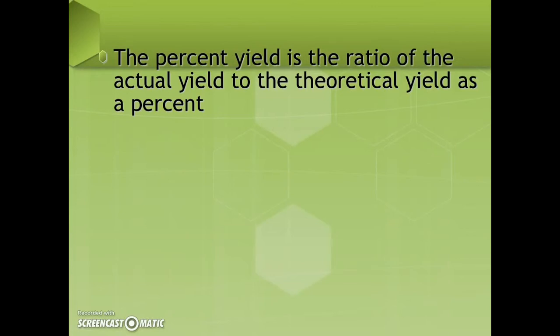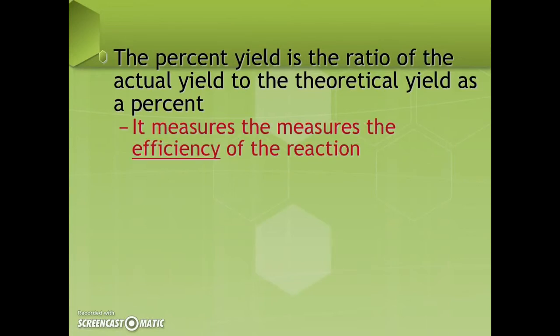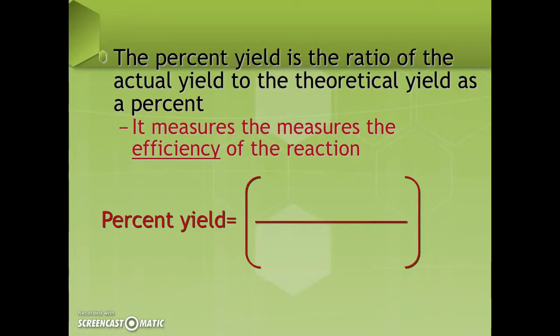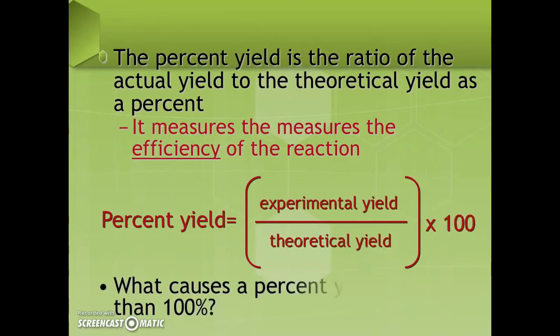So we simply express the ratio of the actual yield to the theoretical yield as a percent, and this gives us an idea of the efficiency of the reaction. And we already know how to do those kind of calculations. So the percent yield is just the experimental yield divided by the theoretical yield times 100%.